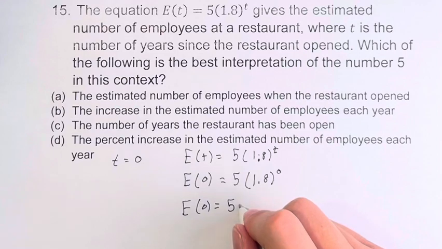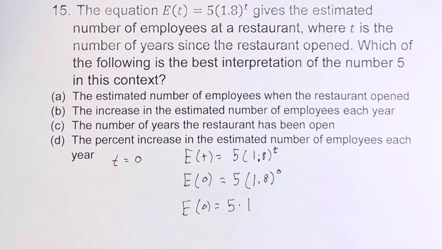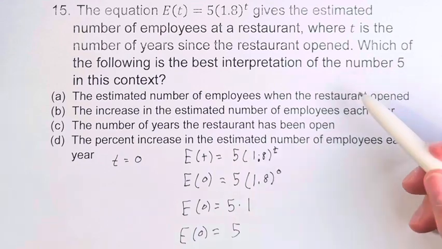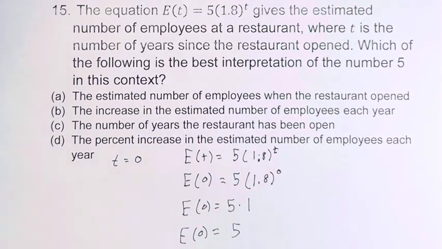1.8 to the 0 is 1. Any number to the 0th power is equal to 1. So therefore, E of 0 is equal to 5 times 1, which is just 5. So what does the number 5 represent? It represents the value of the function when t is equal to 0.